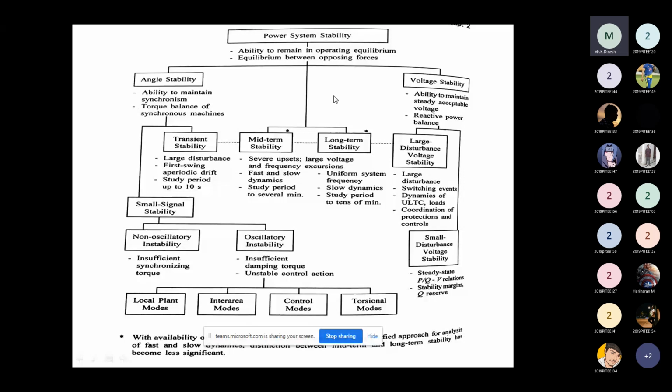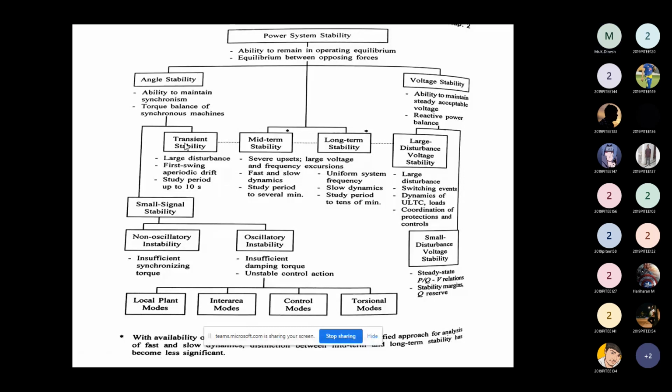One is angle stability, and another one is voltage stability. You may get 2 marks also: define angle stability, define voltage stability. Like that also you may get 2 marks. Okay. So angle stability is further classified into transient stability and then small signal stability.